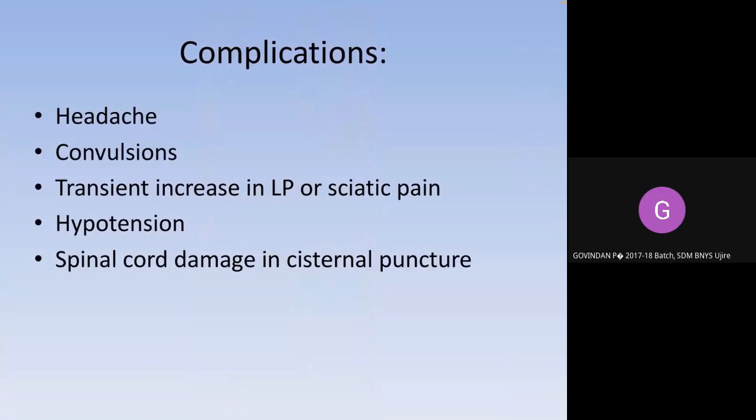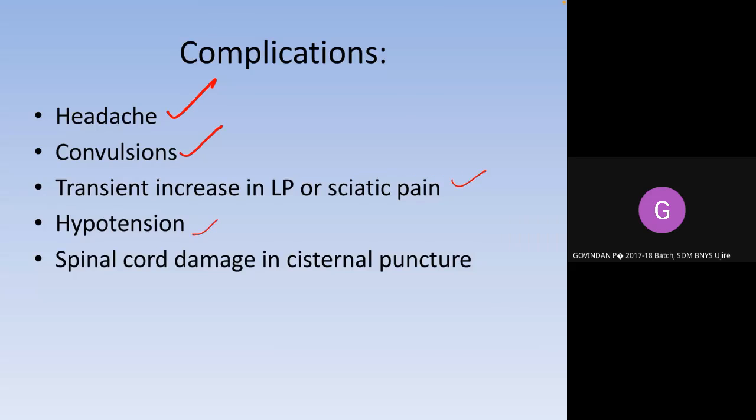Okay, complications: headache, convulsions. Okay, can be because of meningeal irritation. Why do convulsions occur? What happens in the brain? The brain surface gets irritated. Okay, that's why convulsions happen. Based on which area is irritated, that area goes for convulsions or epilepsy. Increase in the lumbar pressure, and it can be hypotension.